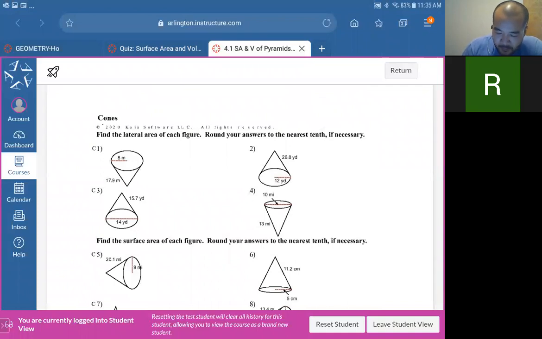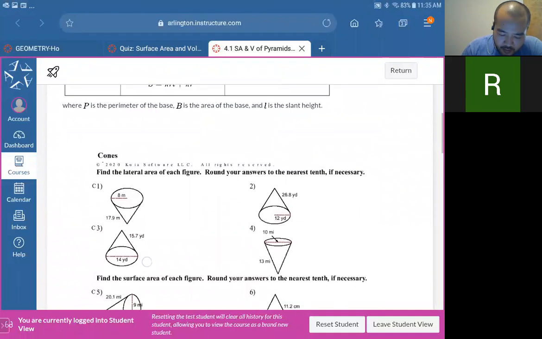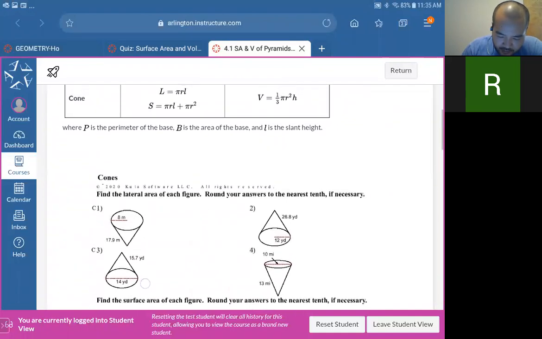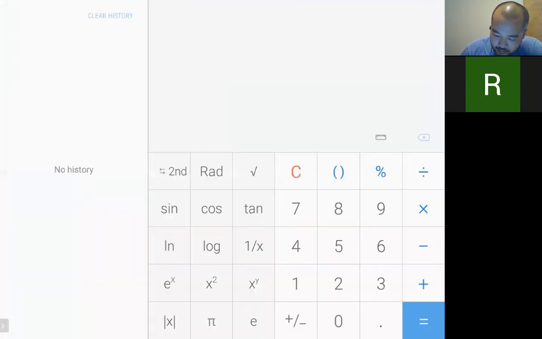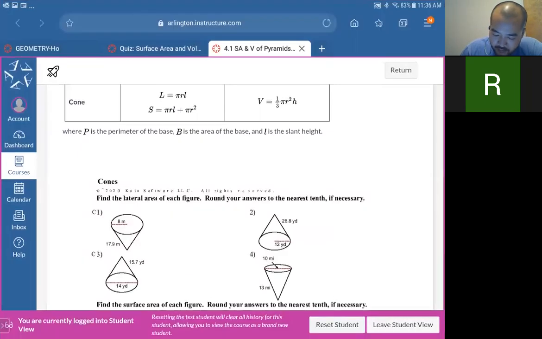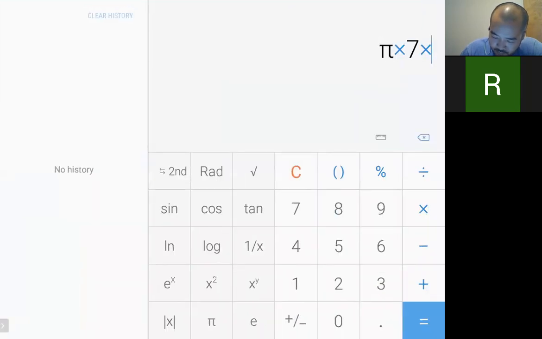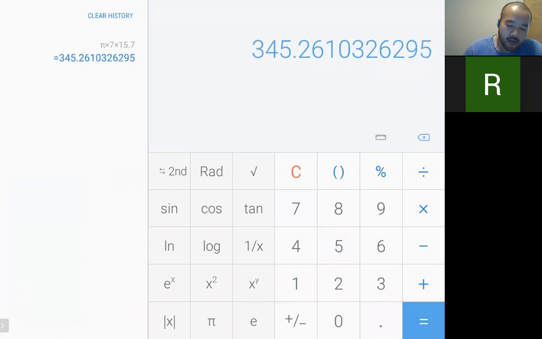Like for number 3 here, you need pi, which is a constant. R is 7 because it's half of this, and L is 0.7. Well, all you got to do, where's pi? There it is. Pi times radius, which is 7, times L, 15.7. There you go. That's number 3.